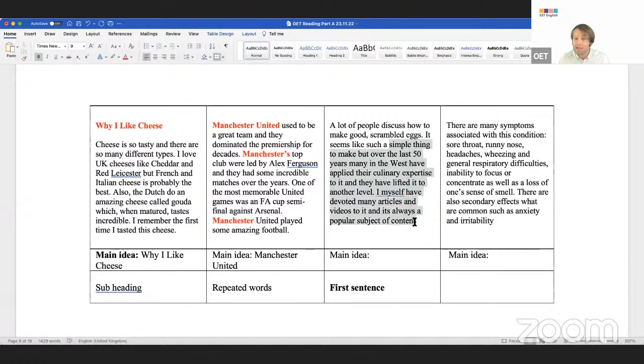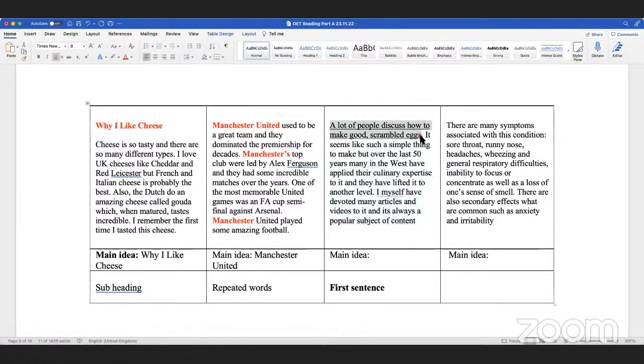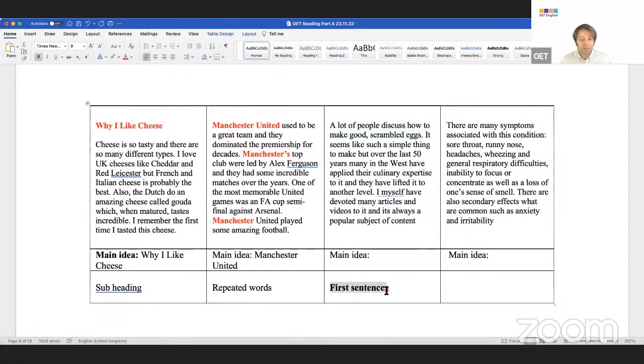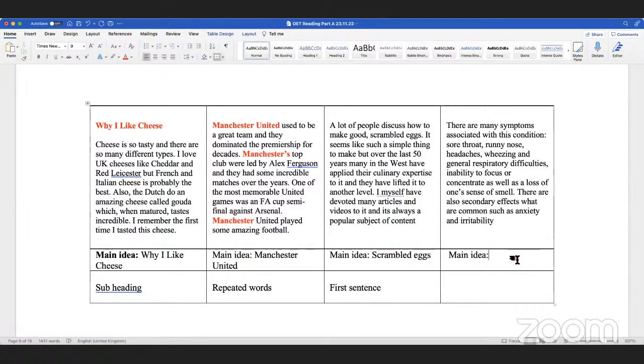Actually, there's not really any repeated words, is there? No repeated words here, but we have numbers. We understand that this is scrambled eggs. Now numbers is a key word, so that's something different. So by reading the first sentence, sometimes you can get the main idea. The main idea is scrambled eggs. Hussein, what's the main idea of the last one? The symptoms, or signs and symptoms if you want.